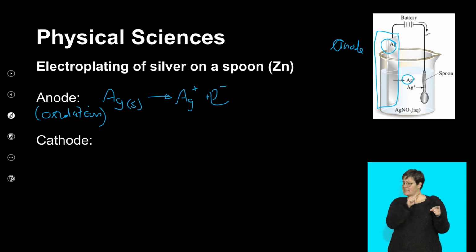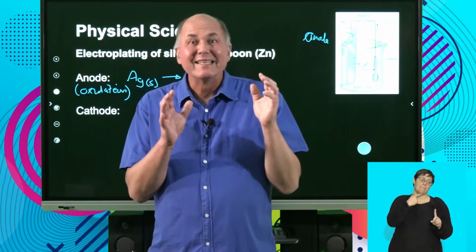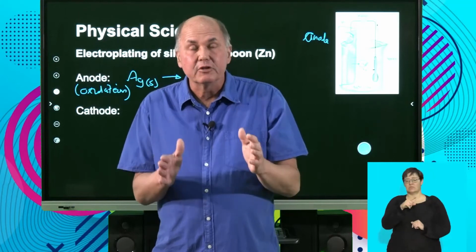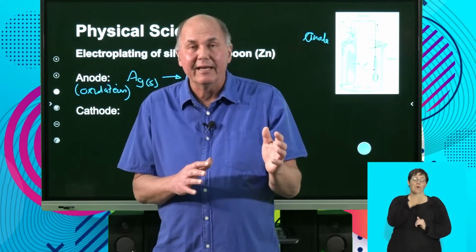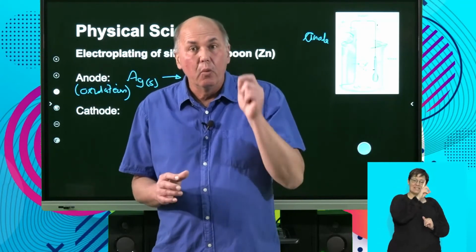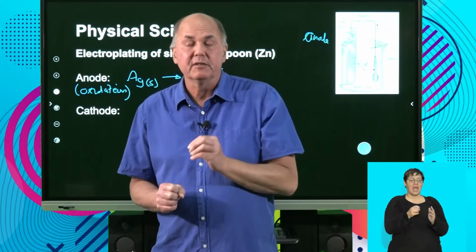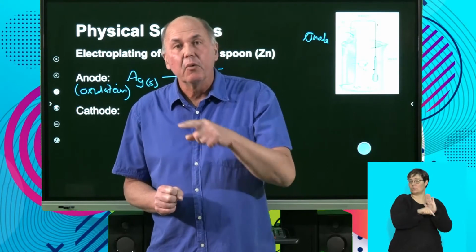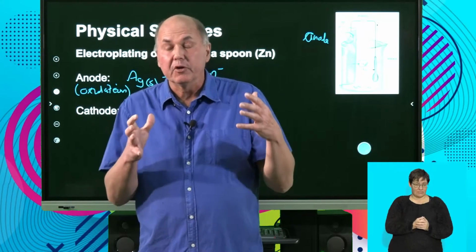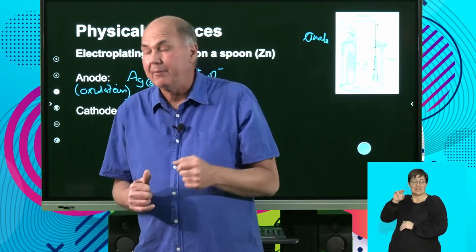And notice that this is the positive electrode. So that's why I'm saying to you, don't learn the signs of the electrodes for anode and cathode. It doesn't work. What works and what helps you to understand it is look for where oxidation has taken place. So at the other electrode, where we've got this zinc spoon, what's happening there?